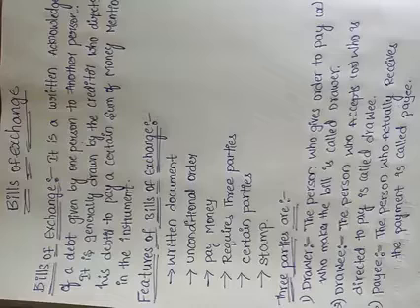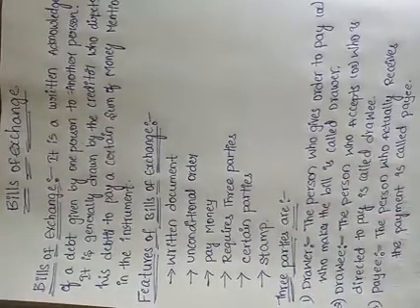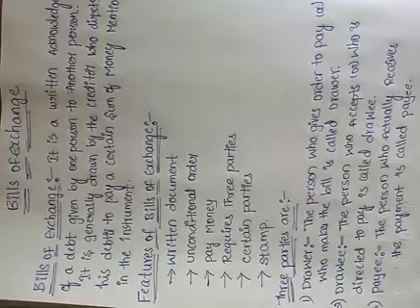Next is certain parties. Certain parties means the parties must be certain, clearly identified. They should be real and existing. Next is the stamp. The stamp is a must, it is necessary and should be affixed.